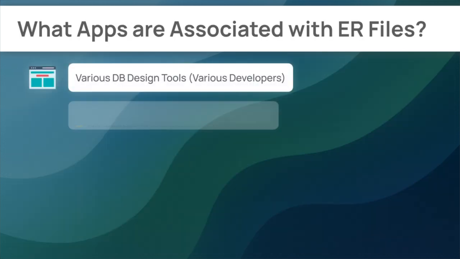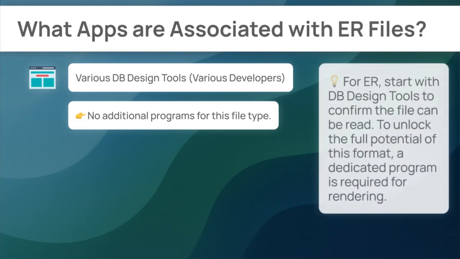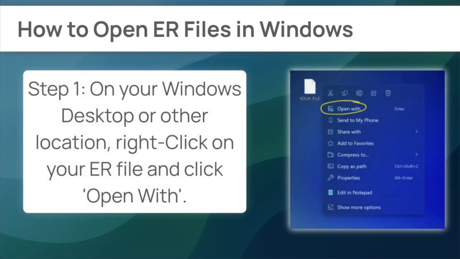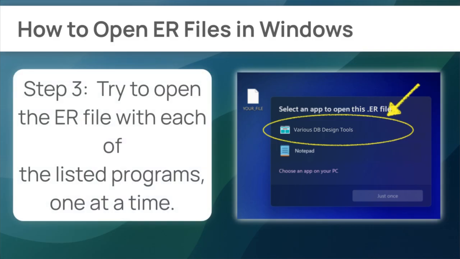For ER, the most reliable approach is to try DB design tools first. To unlock the full potential of this format, a dedicated program is required for rendering. Windows cannot decode indexes or constraints, so interpretation relies on the correct DB tool. Right-click the ER file and select Open With. Since this format can be handled by multiple tools, try the best match from the list first. Look for apps related to DB design tools. Then continue down the options.